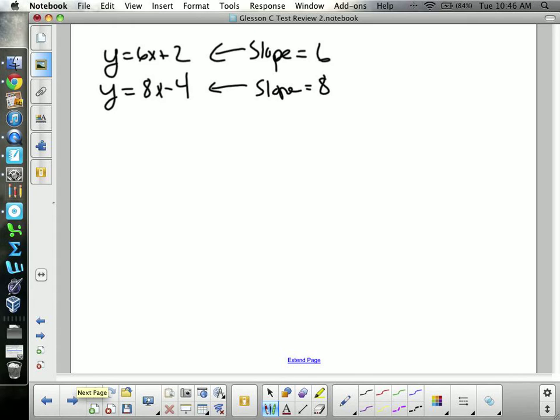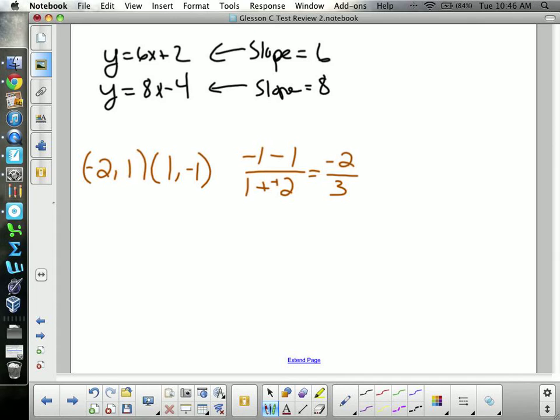So negative 2, 1, and 1, negative 1 was one of my lines. So again, I do the slope formula. Negative 1 minus 1 over 1 minus negative 2. So that's negative 2 over 3. Negative 2/3 is that slope. Second line, line 2, is 1, 3, and 4, 1. So I'm going to get 3 minus 1 over 1 minus 4.